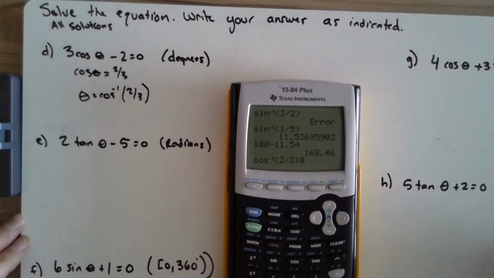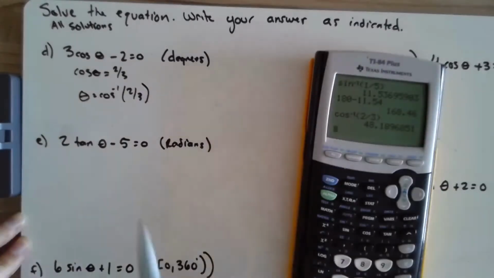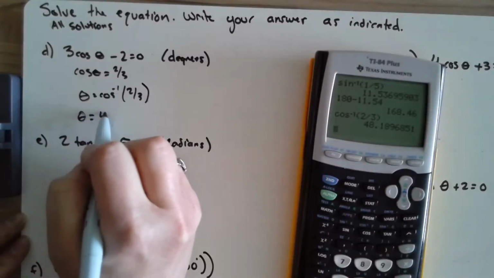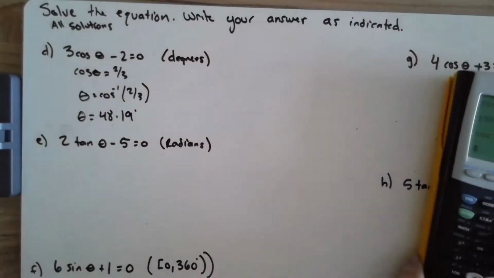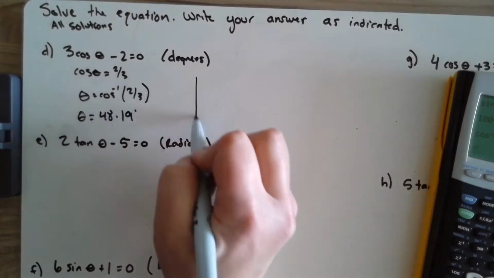2/3, is that a good ratio? Well, cosine is adjacent over hypotenuse. Hypotenuse is bigger. We're good to go. And we get theta equals 48.19 degrees. Okay, so let's look at this.